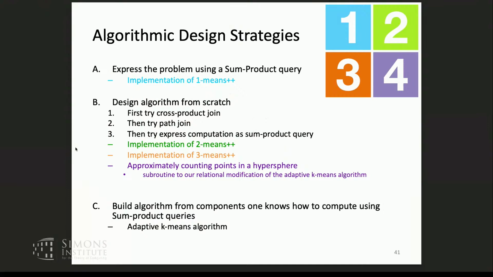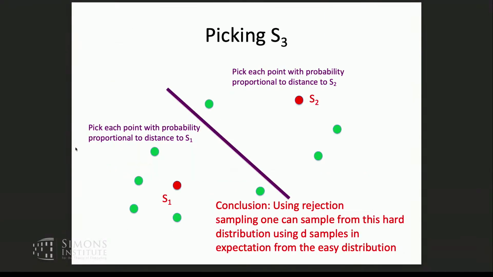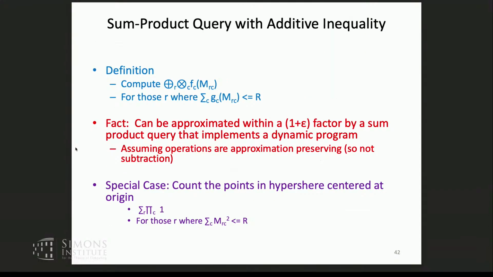All right, so the next one that we wanted to talk about is counting the number of points in a hypersphere. This is an example of the thing that Mahmoud mentioned at the end, which is a sum product query with a constraint, right? So what do I want to do? I want to count all the points in the hypersphere, so my sum product query is just my standard counting query, count the points. But now I only want the points in the hypersphere, right? So I have a constraint here. I should only accept those points that lie in the hypersphere. Okay.